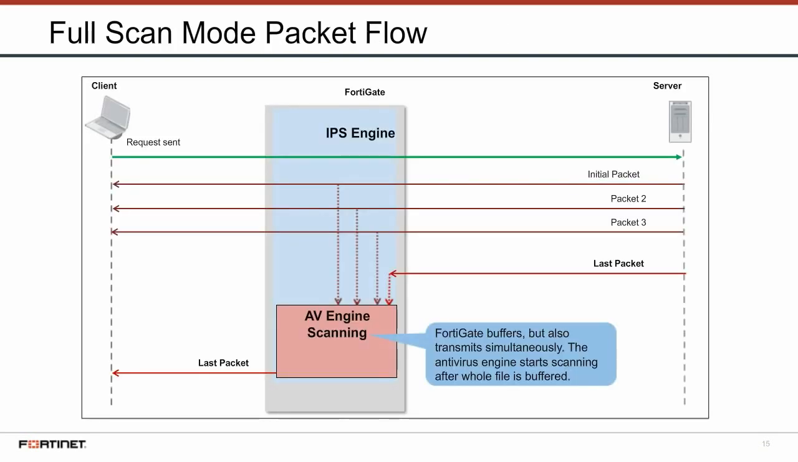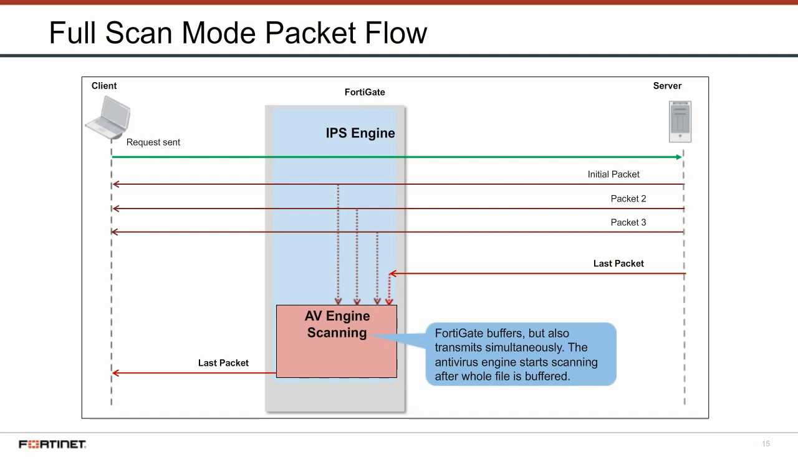As you can see on this slide, the client sends a request and starts receiving packets immediately, but FortiGate also caches those packets at the same time. When the last packet arrives, FortiGate caches it and puts it on hold. Then it sends the whole cached file to the IPS engine, where rule match is checked and passed to the AV engine for scanning after that.